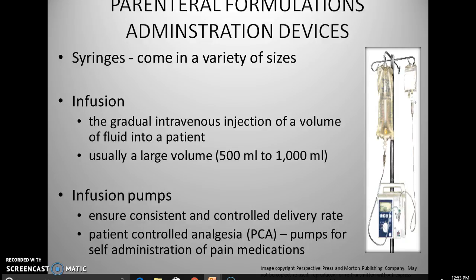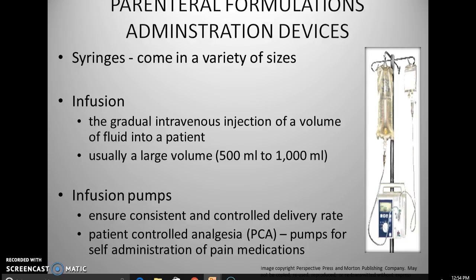Prevention formulation administration device, there are several. The syringe, infusion pumps, and what's called electromagnetic pumps. So with syringes, you have simple syringes and needle setups that can be used to inject formulation over a short period of time, generally up to 2 minutes.